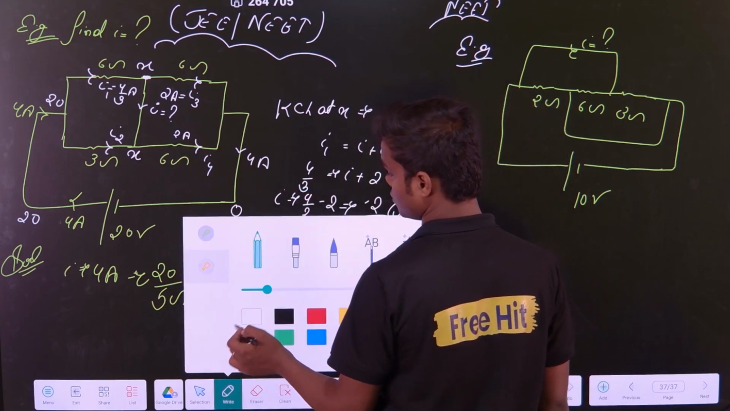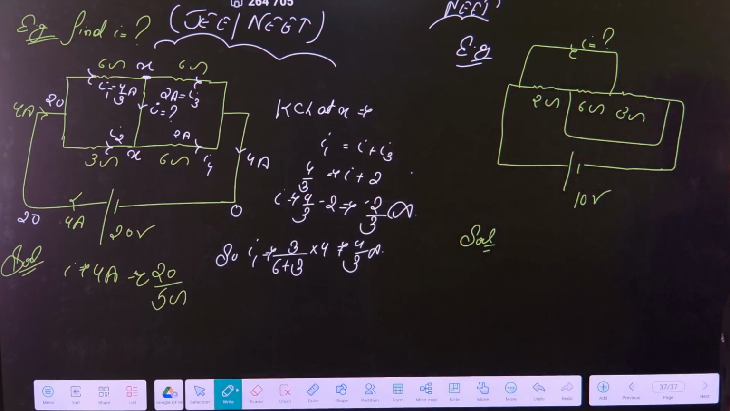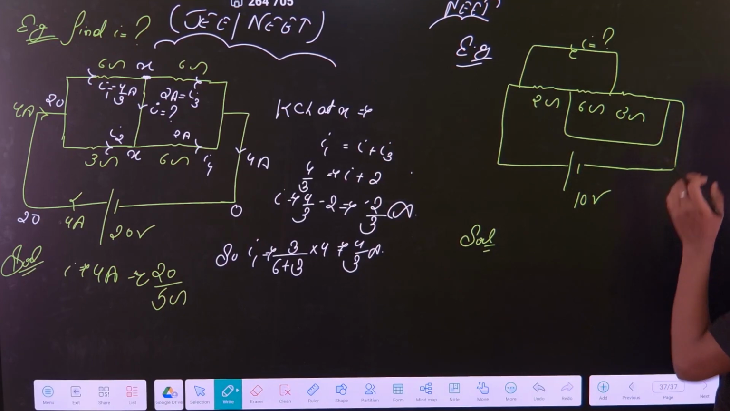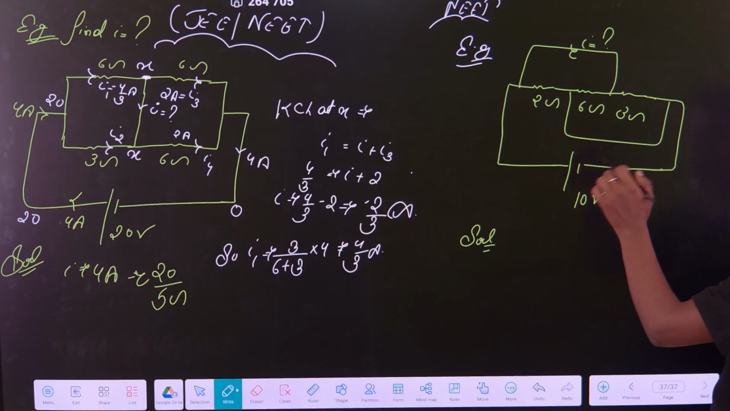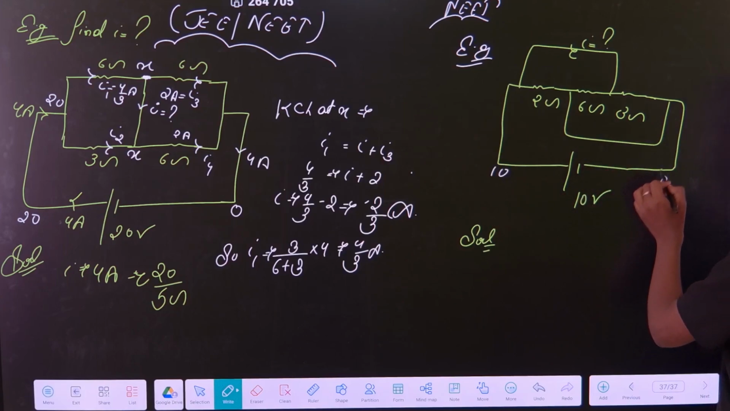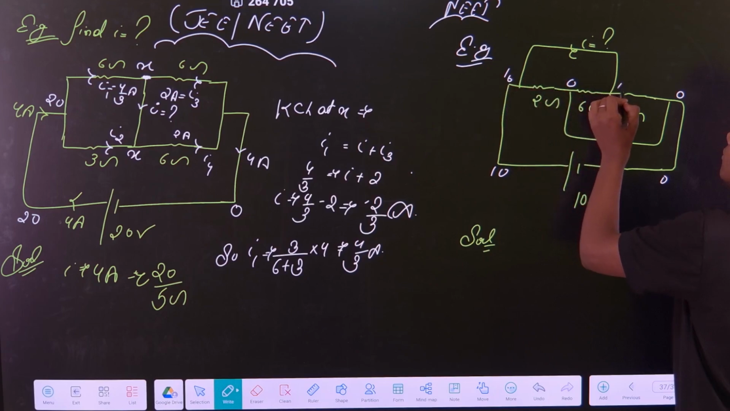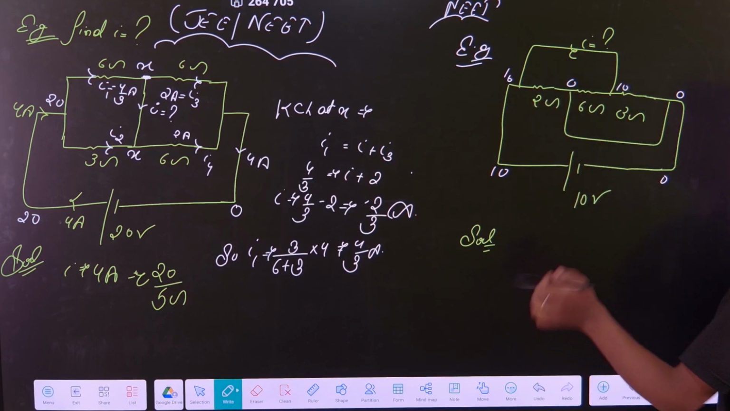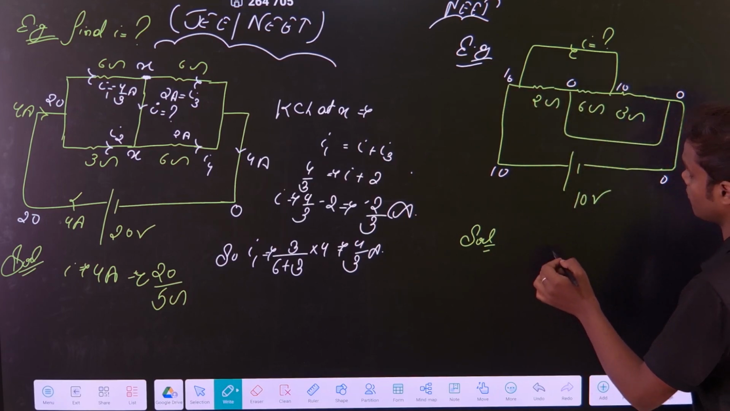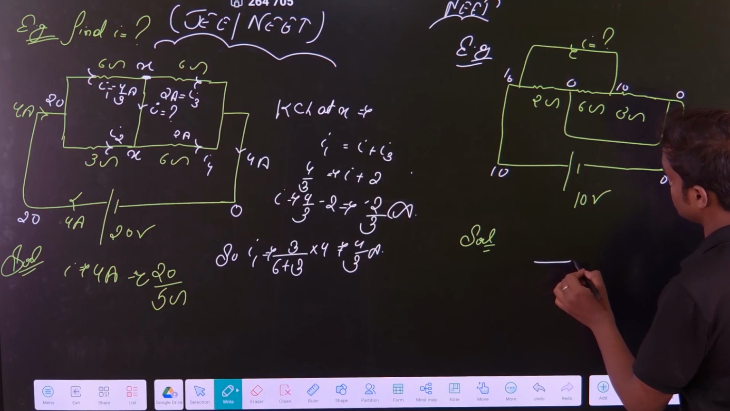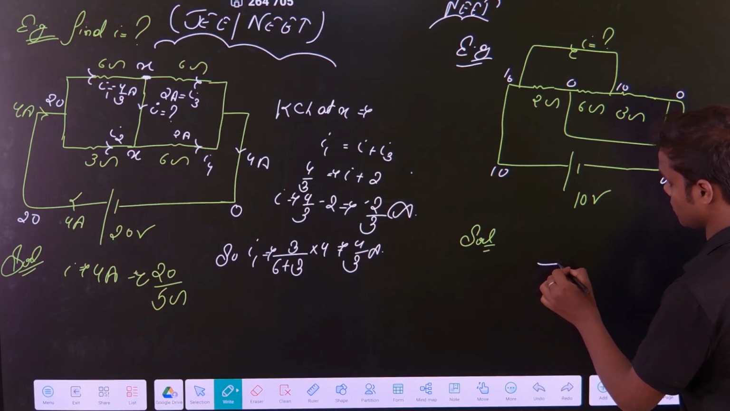So how will you solve this? What approach will you use? The first thing is very clear in my mind. If I have to solve it, first I will write the potential: 10, 0, 0. Obviously this will be 0. This is 10, so this will also be 10. So it is a parallel combination. So I will draw the circuit in a different manner. I will take these three resistances in parallel combination.